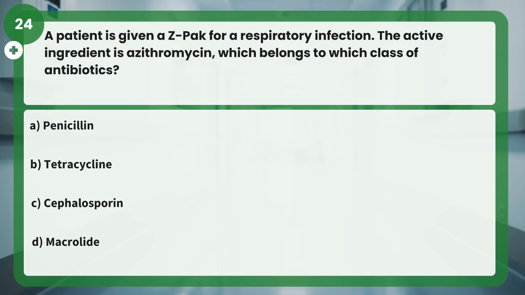Question 24. A patient is given a Z-Pak for a respiratory infection. The active ingredient is azithromycin, which belongs to which class of antibiotics? A. Penicillin. B. Tetracycline. C. Cephalosporin. D. Macrolide.